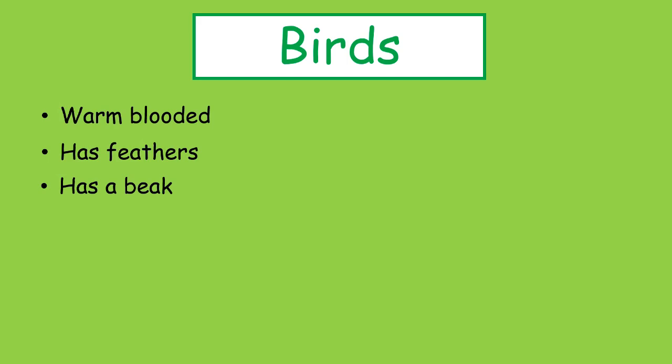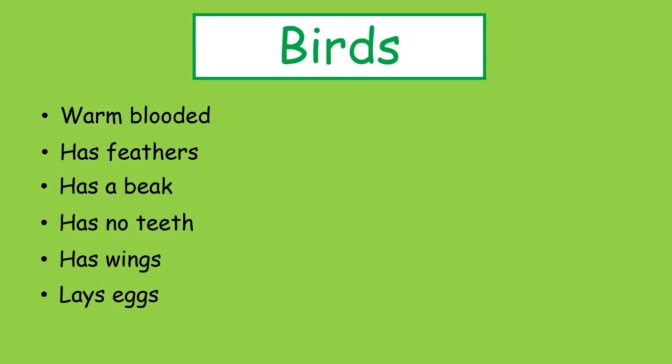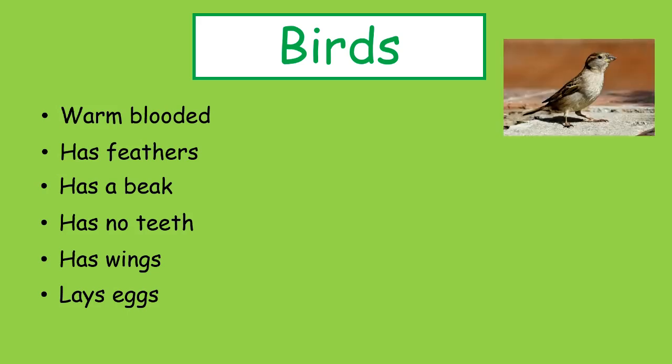So let's have a look at birds now, shall we? Birds, like humans, are warm-blooded. They have feathers all over their body, which I'm sure that you know. All birds, they don't have mouths, they have what we call beaks. They don't have teeth, they use their beaks to rip at what they eat. Of course, birds have wings, which help them to fly, and as well, they lay eggs.